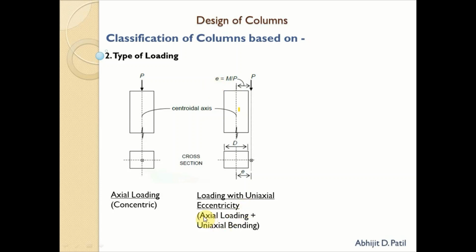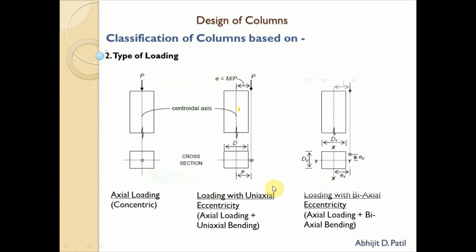That is why it is also called loading with uniaxial eccentricity, or axial loading plus uniaxial bending. So bending moment is acting about this vertical axis. And the third one is loading with biaxial eccentricity. Here the eccentricity was about one axis. Here eccentricity is about both the axes, xx as well as yy. So bending moments will be in both directions, Mx and My. Here we can also call it axial loading plus biaxial bending.